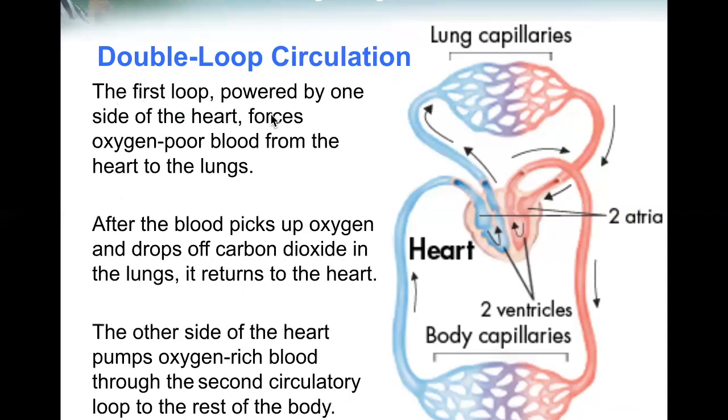The first loop, powered by one side of the heart, forces oxygen-poor blood from the heart to the lungs. After the blood picks up oxygen and drops off carbon dioxide in the lungs, it returns to the heart. The other side of the heart pumps oxygen-rich blood through the second circulatory loop to the rest of the body.